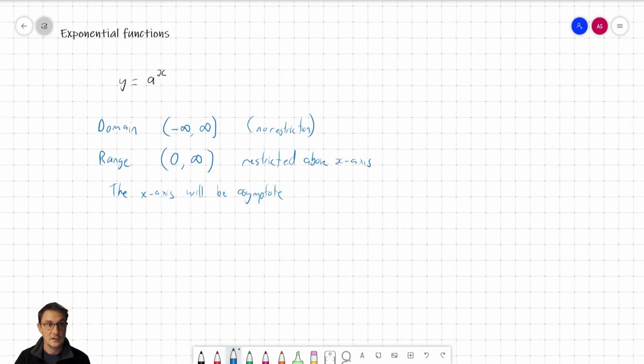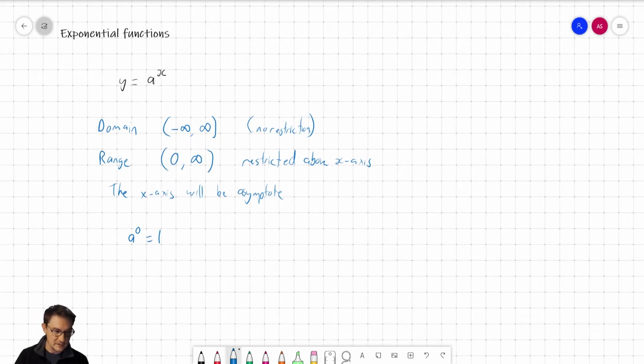Now, in addition to this, a function of the form y equals a to the x is always going to have a y-intercept, and it's always going to be 1. The reason for this is if we have any number that a may take to the power of 0, that is always going to be equal to 1. So that's why the y-intercept is going to be 1.